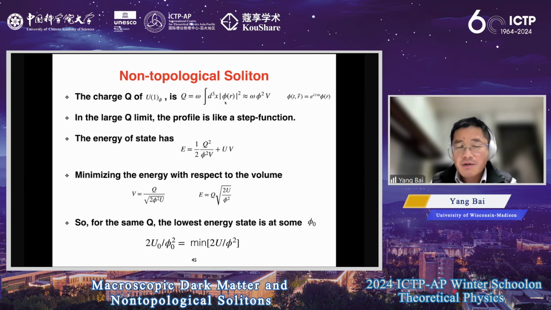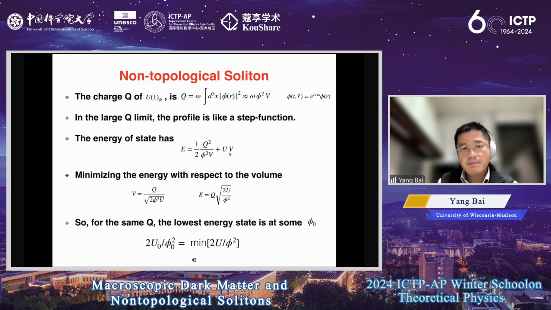Then you can calculate the charge. That one you can get the charge in terms of omega, and times the volume. If you think about this as some step function, if this phi of r is an object or cube. So like what I was saying, in a large Q, the energy of the state will contain this partial derivative part, and you get this Q squared over phi squared over V. But also in the meanwhile, you also have the potential energy part, which is the potential times volume.